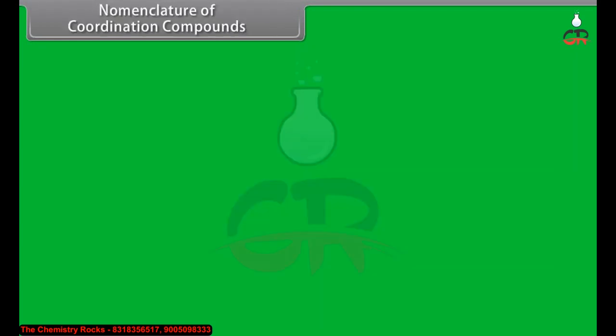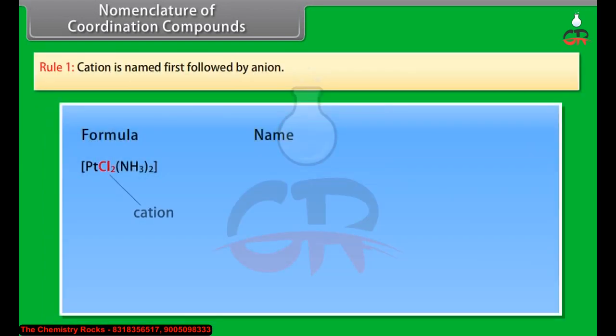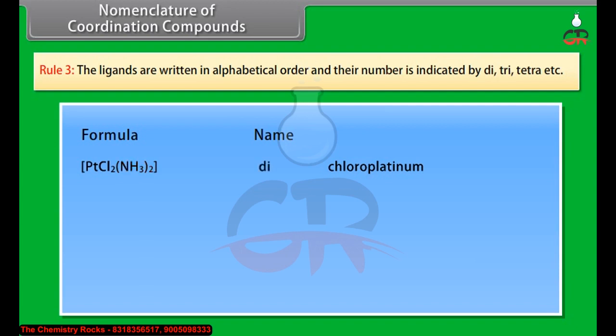Nomenclature of coordination compounds. Coordination compounds and complexes are formulated and named in accordance with the rules suggested by the Inorganic Nomenclature Committee of the International Union of Pure and Applied Chemistry. Rule 1: the cation is named first, followed by the anion. Rule 2: species present in the coordination sphere are written in one word. Rule 3: the ligands are written in alphabetical order and their number is indicated by di, tri, tetra, etc.